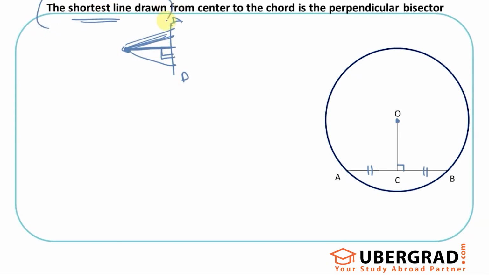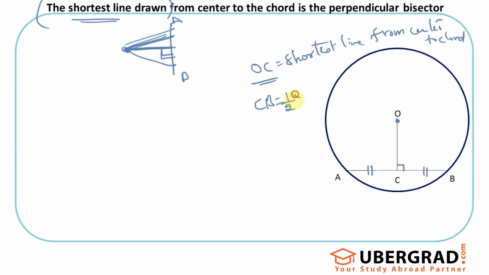But anyways, all you need to understand is this OC is the shortest line, right, from center to the chord. Or sometimes you might say, what is the distance of center from chord, or what is the distance of the chord from center? Basically all talking about OC. Then CB is the half chord length. If I know CB, I can just simply multiply into 2 to get the chord length. And OB is the radius, right?